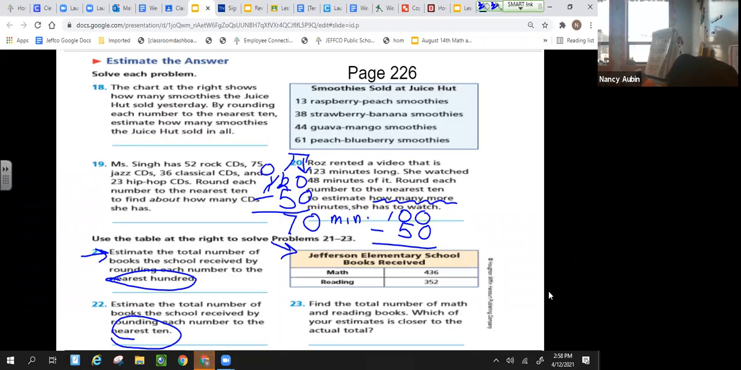Which of your estimates is closer to the actual total? So then you're going to actually have to add them and not round. So you have 3 tasks. The first task is to round them to the nearest 100 and add them to find the total. The second task is to round them to the nearest 10, add them, get the total. Your third task is to actually just add them and see which estimate was the closest.